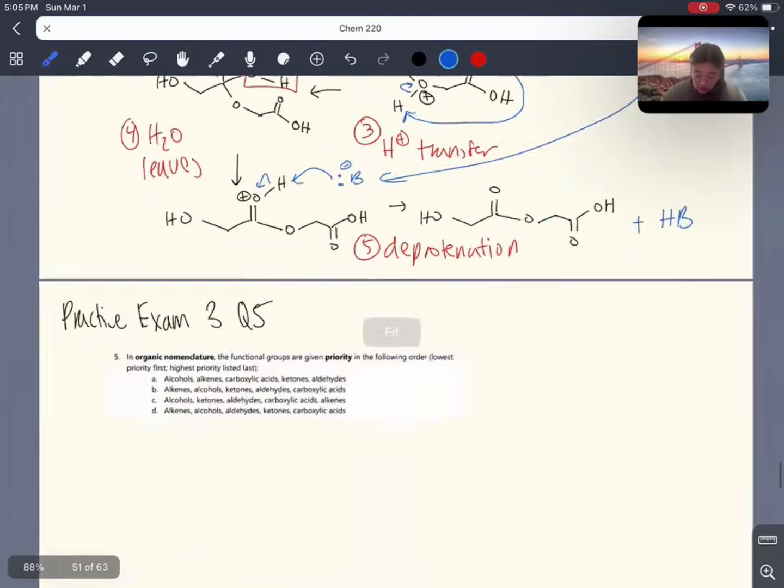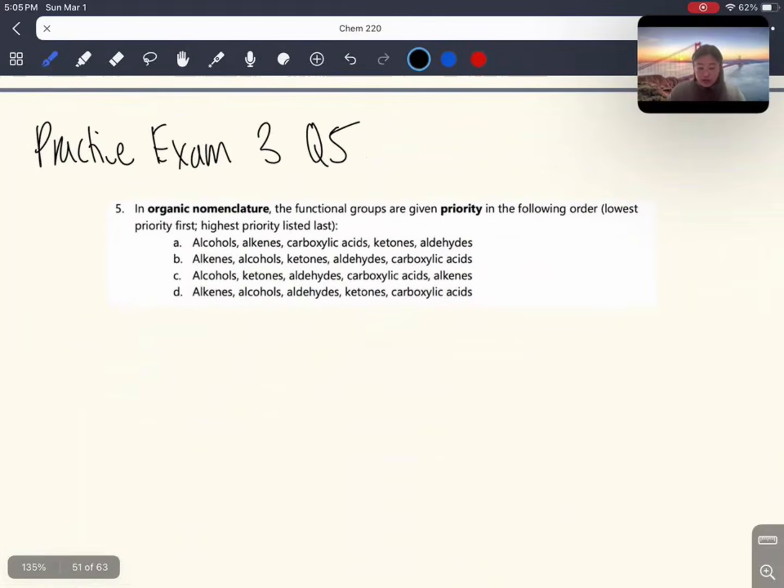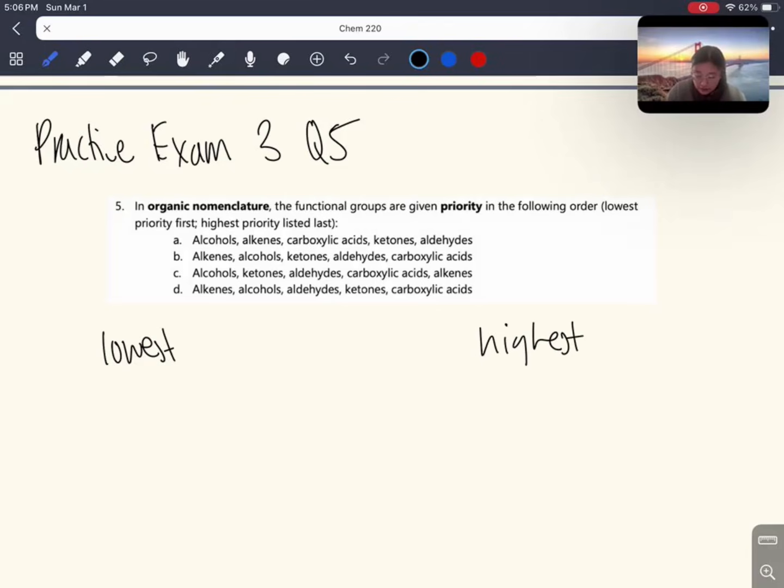Moving on to this next question. This is from practice exam 3, question number 5. It says in organic nomenclature, the functional groups are given priority in the following order: lowest priority first, highest priority listed last. And then it asks you to circle which of these priority rankings is correct, with lowest being on the left and highest being on the right.